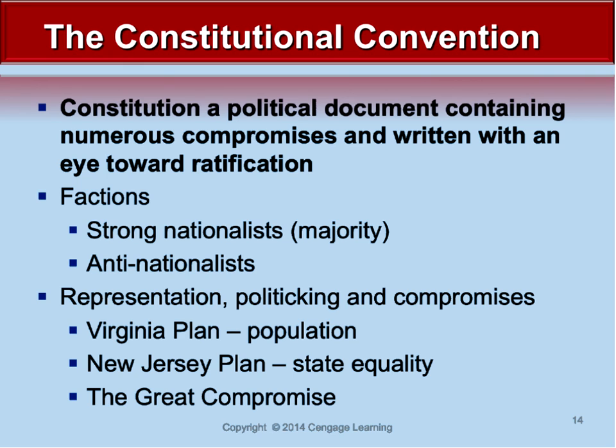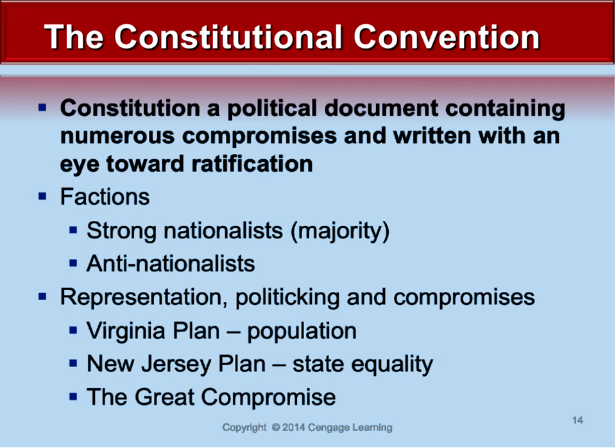So a Constitution is a political document. In our case, it contained numerous compromises and was written with an eye toward ratification. The framers weren't interested in just political theory. They needed to come up with a political document that could be ratified by the states. And if it was not ratified by the states, it would not be adopted as the new governmental order for the United States.